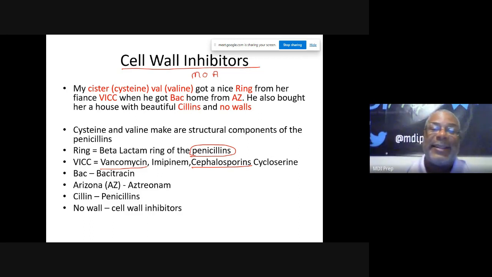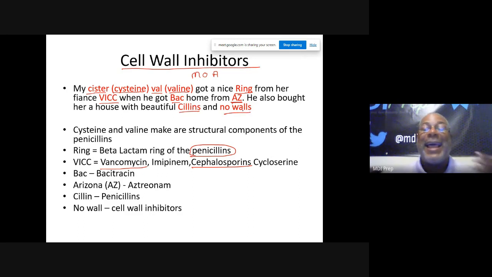So the cell wall inhibitors, we use this mnemonic. You can come up with your own, but this is one that I've used before in the past. But it goes like this. My sister, which is the amino acid cysteine, her name is Val, that's for the amino acid valine, got a nice ring from her fiance, Vic, when he got back home from Arizona, which is AZ, and bought her a house with beautiful ceilings and no walls.